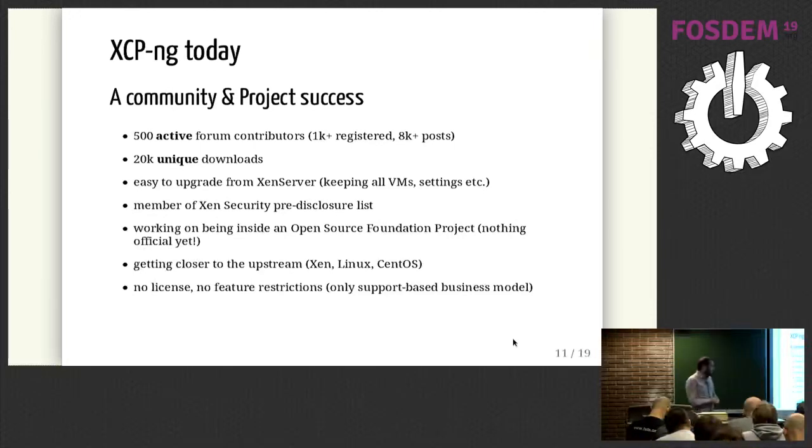We are now a member of the Xen security pre-disclosure list. So it means before the public knows about some security issues, we are, like Amazon or the big cloud providers, informed. They have on average 15 days to fix some problems. So we are inside that, so that's really helpful to be able to fix problems really fast before it's public. We are working to be inside a foundation, so it's not official, so I can't tell a lot more about that, but we are working on that to really have an open governance and not be the only company behind that. We want to gather other people around it. And also, as I said, no license or feature restrictions.